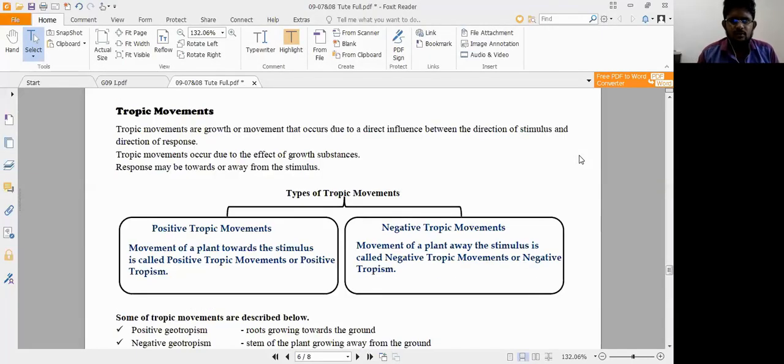Tropic movements are the growth or movement that occur due to a direct influence between the direction of stimulus and direction of response. So this is the movement depending on stimulus. Right, what is this stimulus? Stimulus means a change occurring in the internal or external world, inside the body or outside the body. So this change will be recognized by our body.